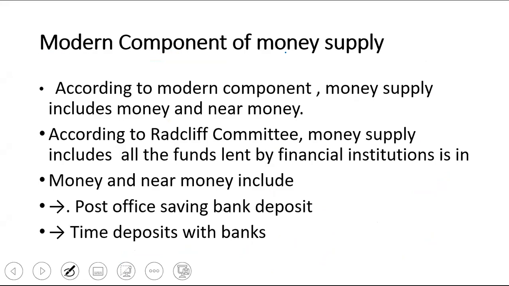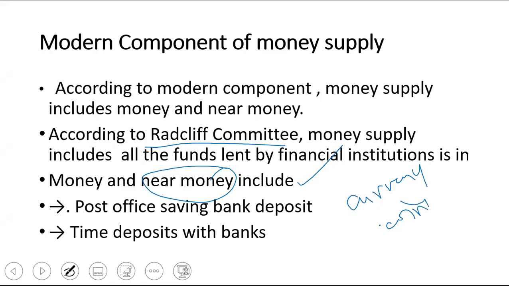According to the Radcliffe report, or the Radcliffe committee, money supply includes this. That is point number 1, money and near money. See this word. The Radcliffe committee has included money and near money in the money supply. Money stands for currency and coins. What is near money, children? Near money means it is like money but is not money.